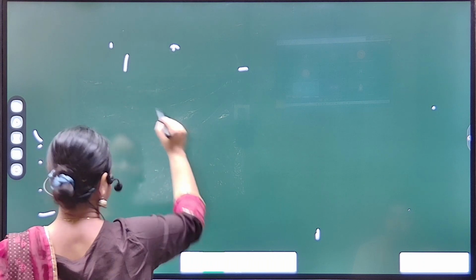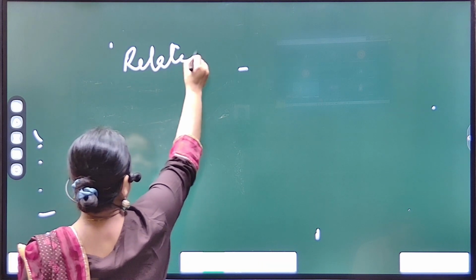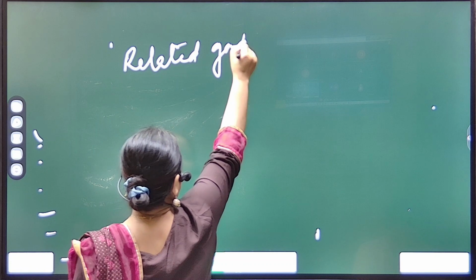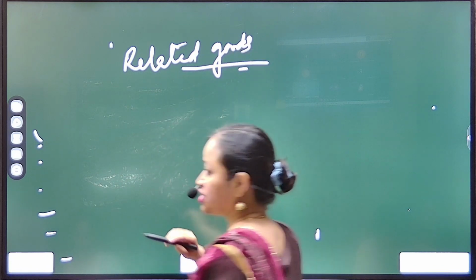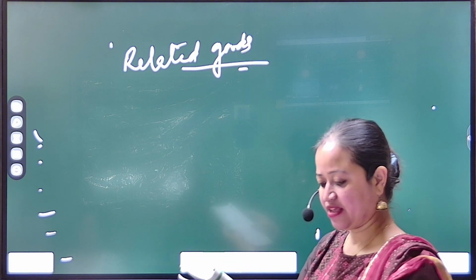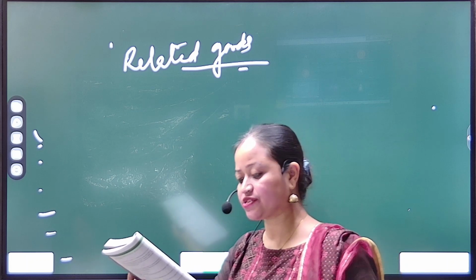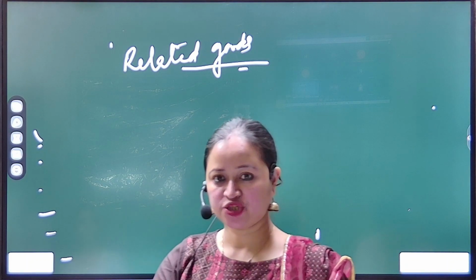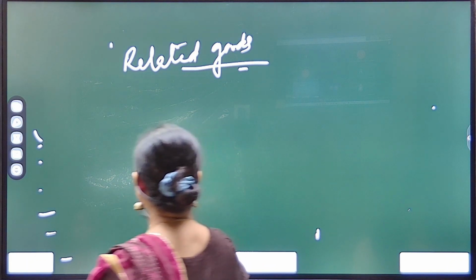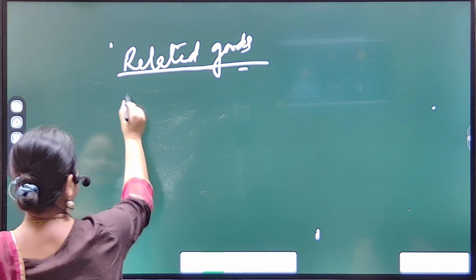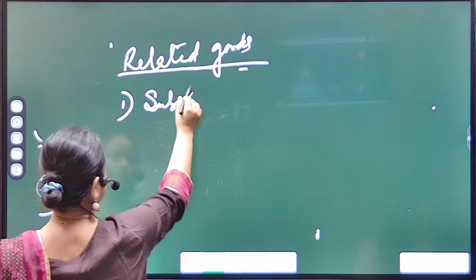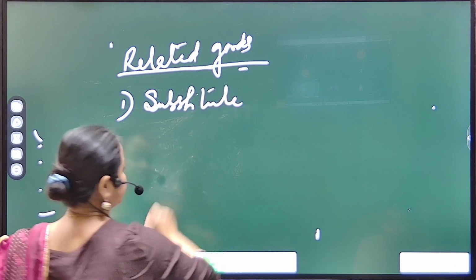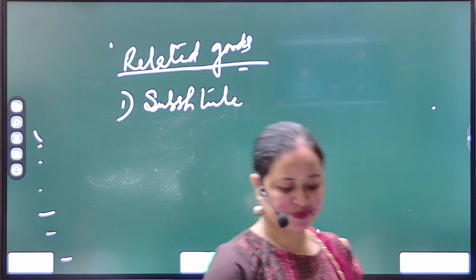Related goods. It's in that page only. Okay? So the types of goods here, you can see in page number 19 itself: substitute goods and complementary goods. Right? So one type of related goods is substitute goods.